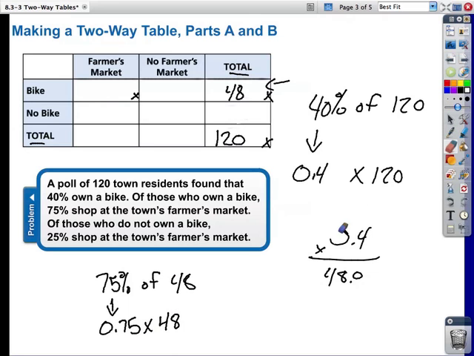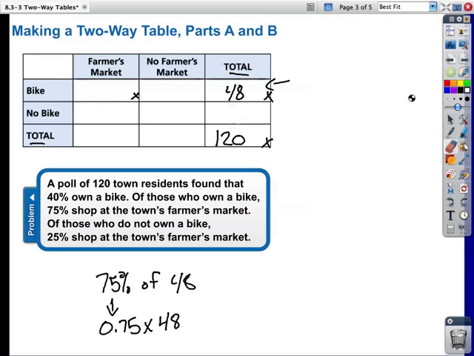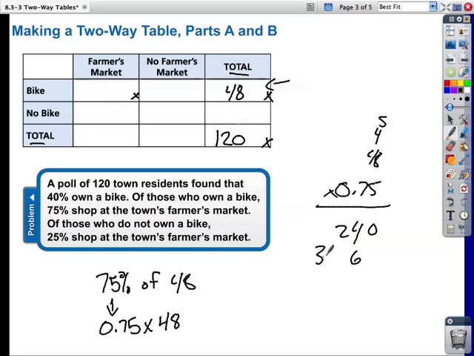And I'll erase my work over here and we'll do it. Okay? So let's do the math real quick. 75 hundredths times 48. When we do the math, we get 36. And I had to use my decimal trick here. So 36 is 75% of 48. And I could have done that in my head because 25% of 48 is 12, and 75% is 3 times 25%. But I wanted to do it on the board here so you could see it's just a simple matter of multiplication. So let me erase these X's here.